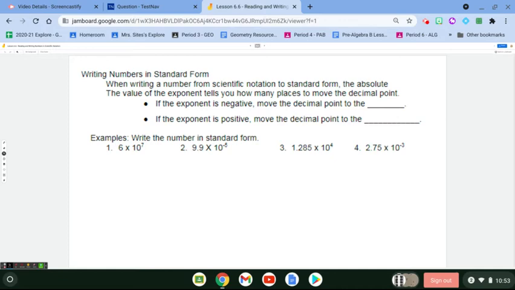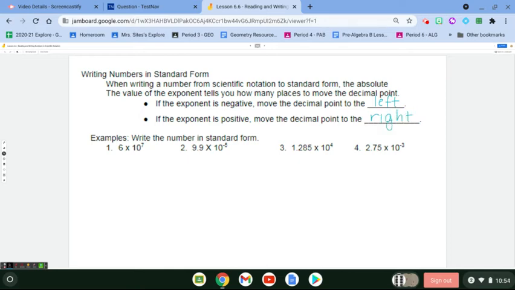So writing a number in scientific notation to what we call standard form is writing the really, really large number or the really, really tiny decimal. The value of the exponent tells you how many places to move the decimal point. So if the exponent is negative, we are going to be moving the decimal point to the left. If the exponent is positive, we're going to be moving that many places to the right.